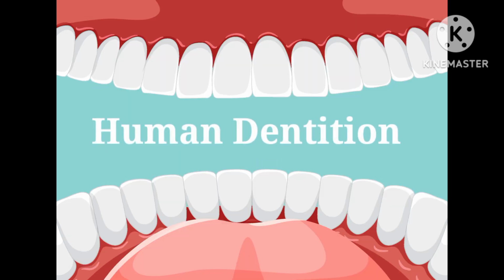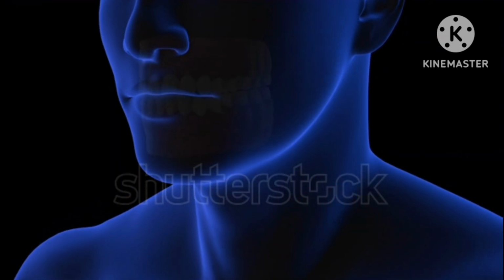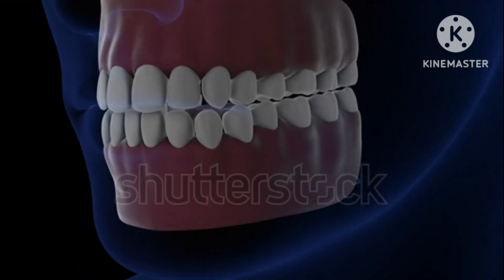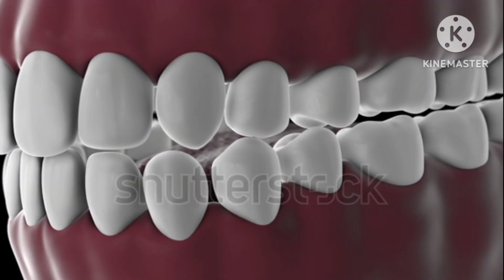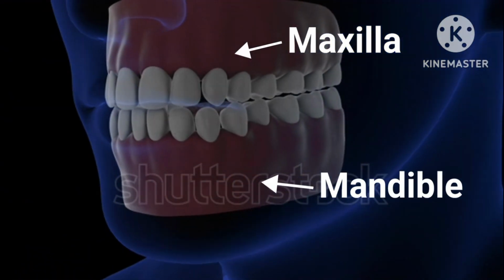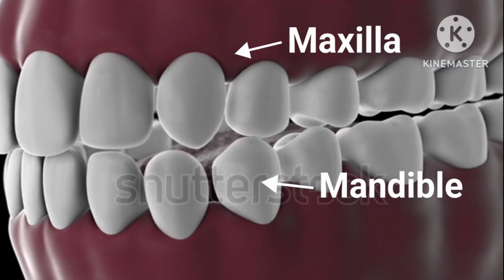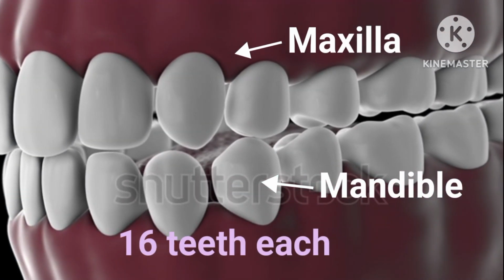Human dentition. Inside our mouth, our teeth are embedded in the socket of jawbone. The upper jaw is called maxilla and the lower jaw is called mandible. 16 teeth are arranged both in the maxilla and mandible each.